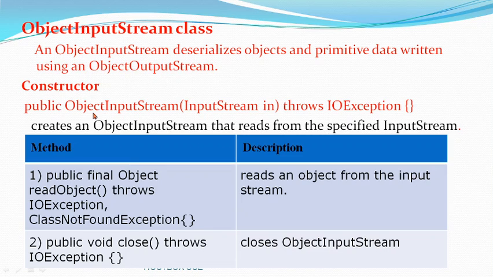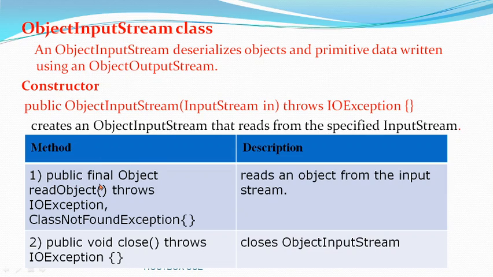The constructor may be in the form of public ObjectInputStream(InputStream in) throws IOException, open brace and close braces. It creates an ObjectInputStream that reads from the specified input stream. For example, I told a.txt, so it goes and reads the data from a.txt and tries to display the information in the program.